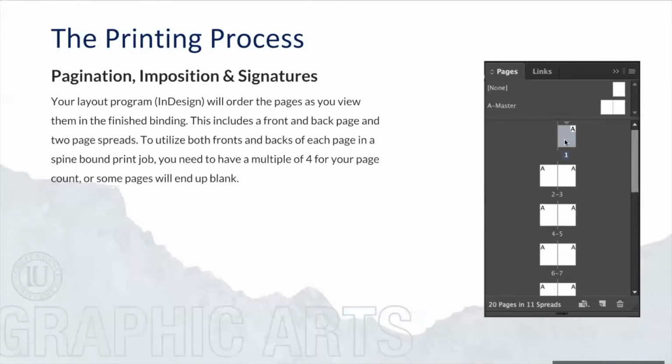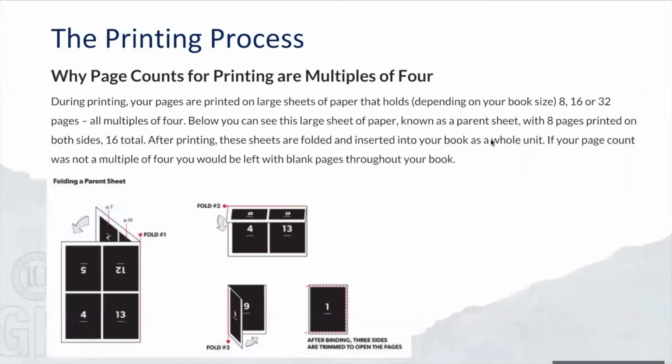You'll notice how it sets up page 1, and it'll set up your final page as its own page. That's to show you the front and the back page. So here's why page counts count for printing and why they are multiples of 4. During printing, your pages are printed on large sheets of paper, depending on your book size. So 8, 16, or 32 pages. Those are all multiples of 4.